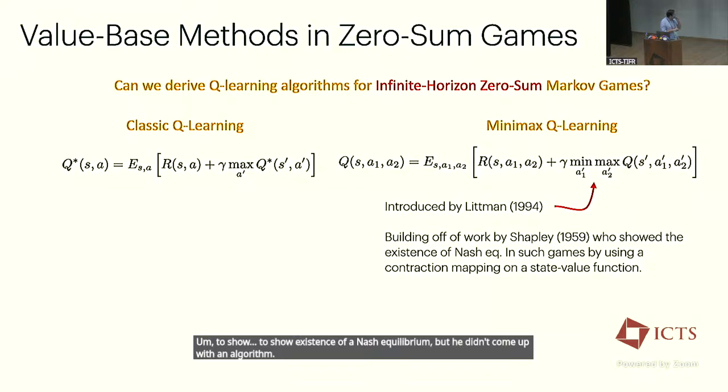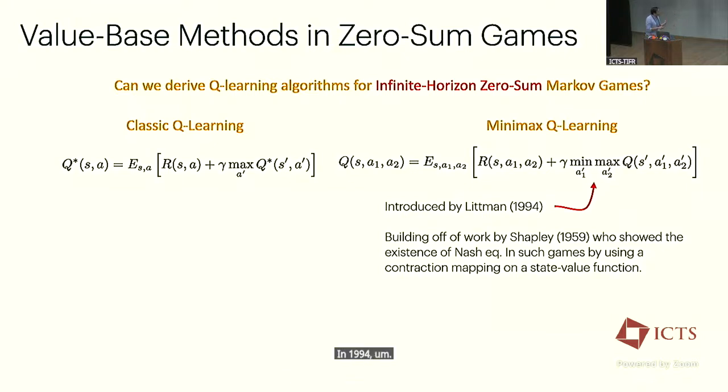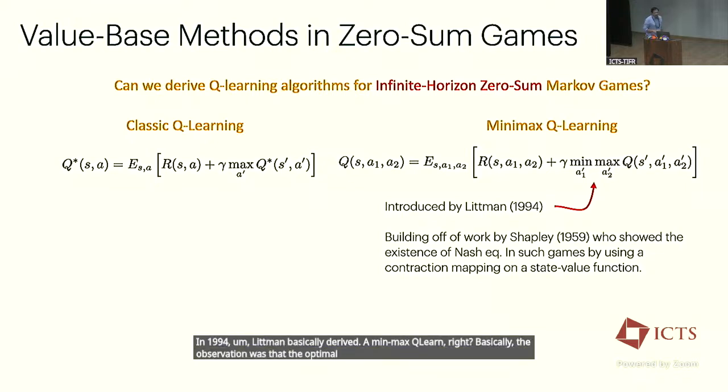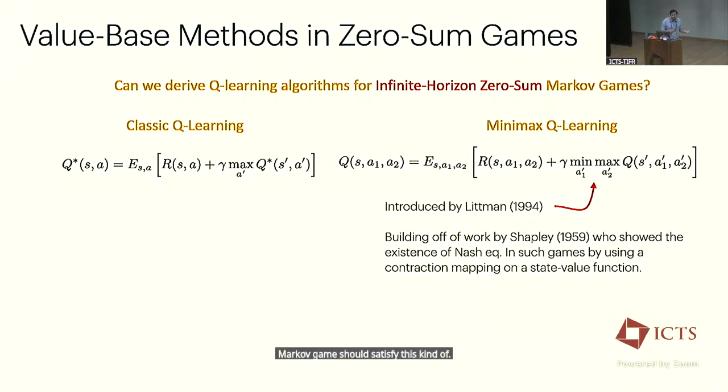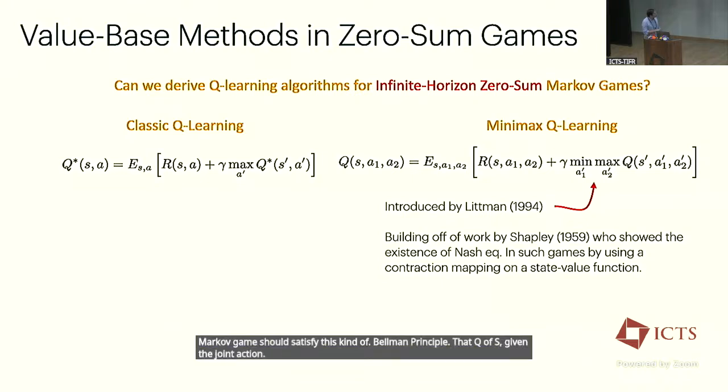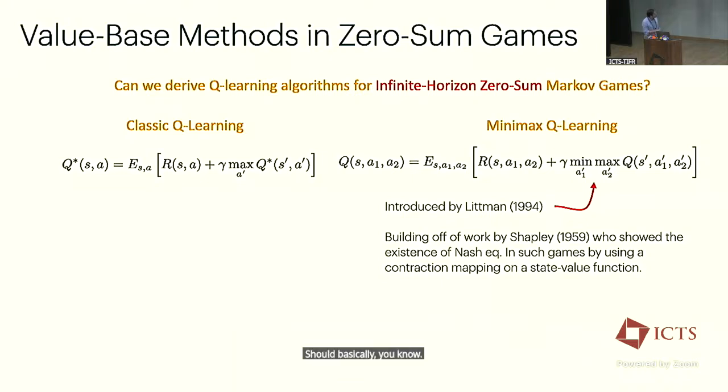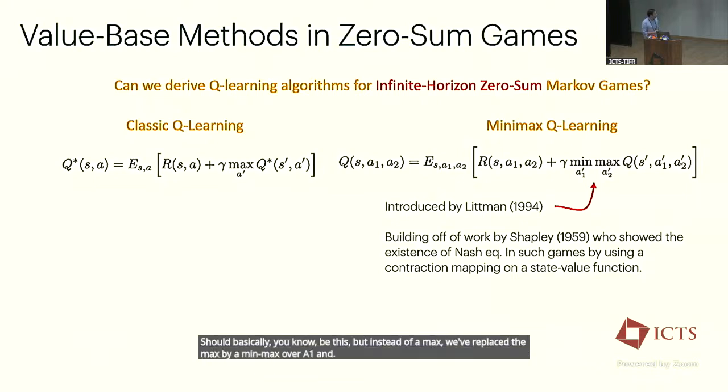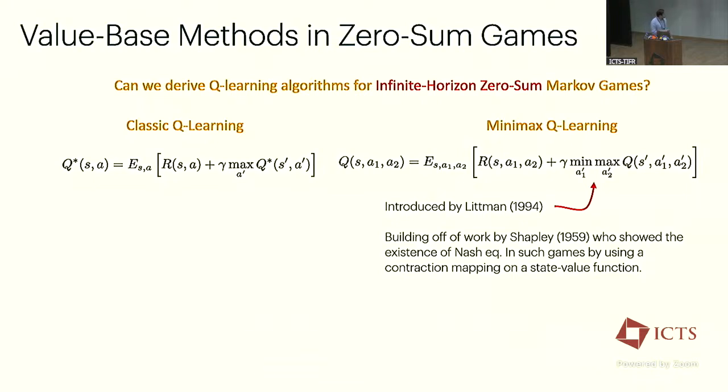In 1994, Littman derived minimax Q-learning, right? Basically, the observation was that the optimal Q function in a zero-sum Markov game should satisfy this kind of Bellman principle. That Q of S, given the joint action, should basically be this. But instead of a max, we've replaced the max by a min-max over A1 and A2. And actually, this should be policies. Sorry, there's a typo there.